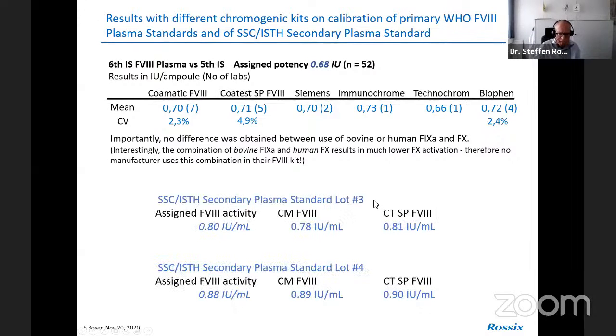Then I showed results with the Chromogenix and Coatest kits only from the two lots number 3 and 4 of the SSC plasma, assigned activity 0.80 and proper agreement with these two kits, and for the lot 4, 0.88, and again good agreement with the assigned value.